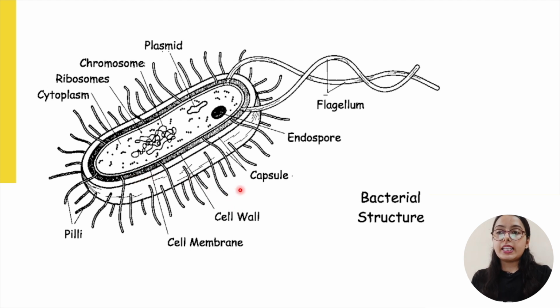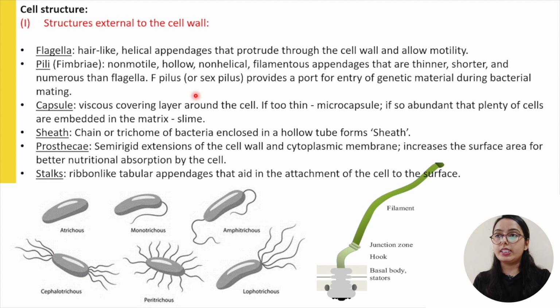So we will understand all these organelles in detail in three ways. We will first study the structures which are present outside the cell wall. This grey colored portion is the cell wall. So we will first study the structures which are external to the cell wall.